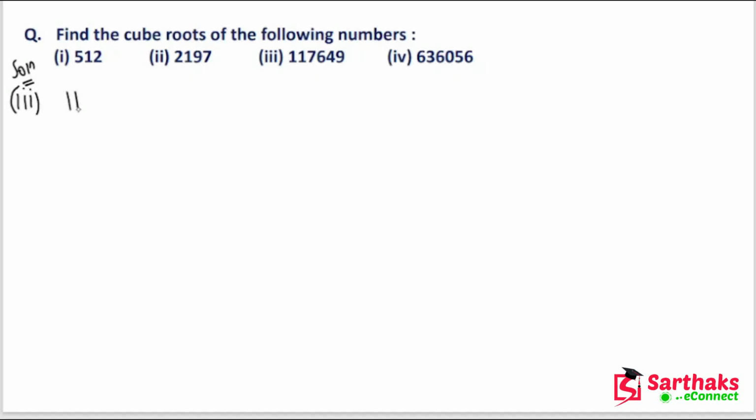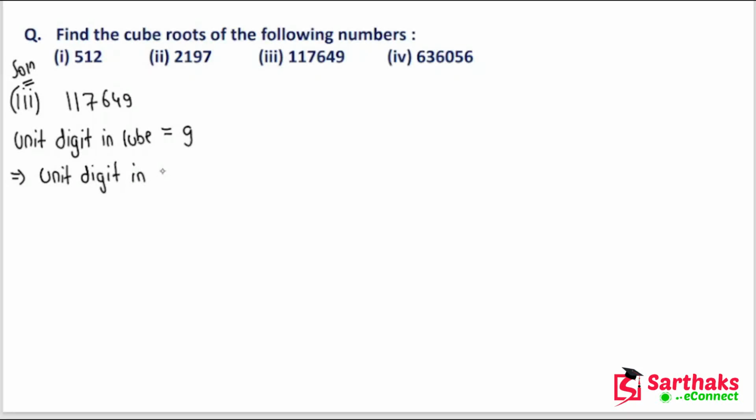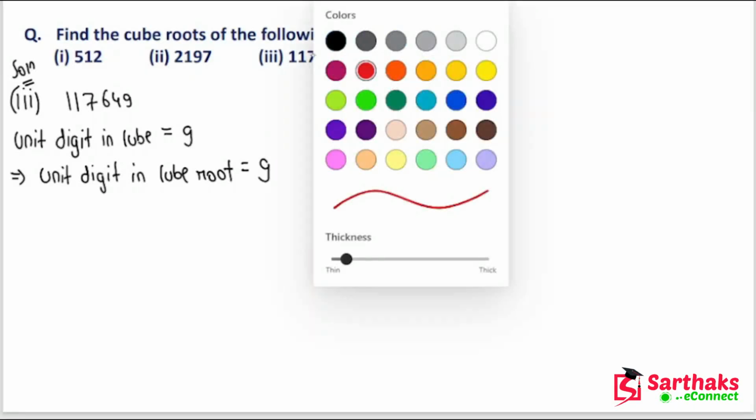So the third part is 117649. Now the unit digit in the cube is 9, so the cube root will also have unit digit 9. The unit digit in the cube is equal to 9, which implies that the unit digit in the cube root is also equal to 9. So we have the unit digit of the cube root. Now we have to calculate the tens digit. For that we'll strike down the last 3 digits.